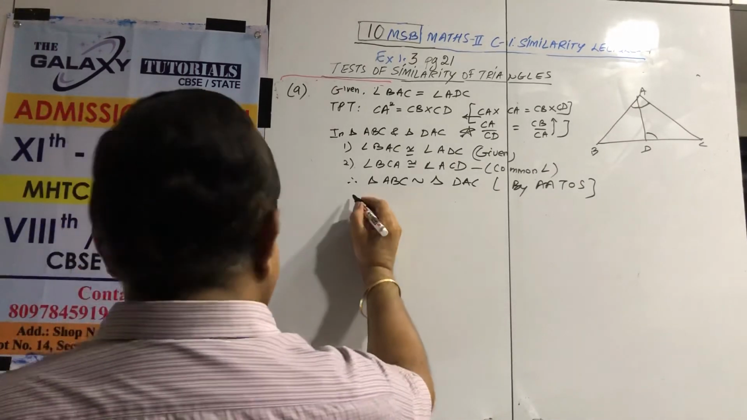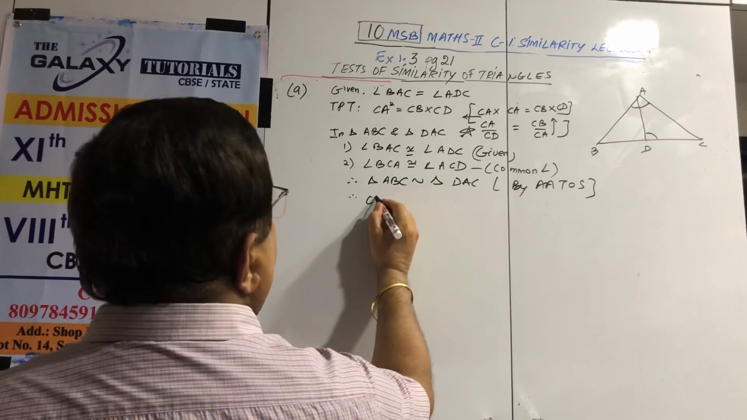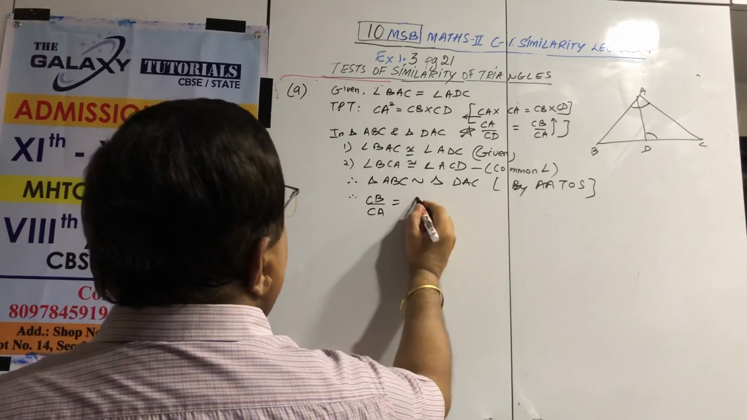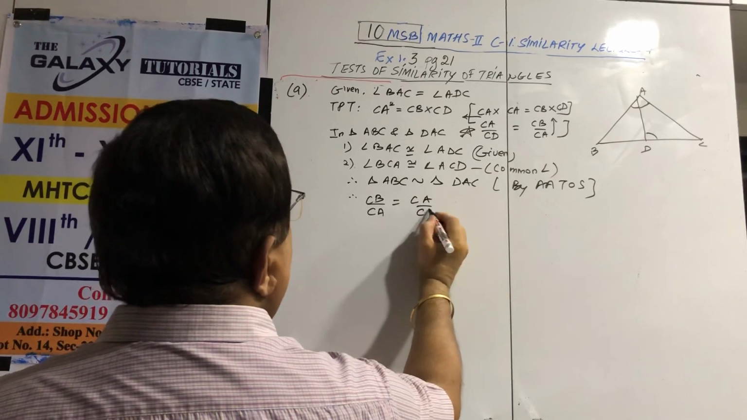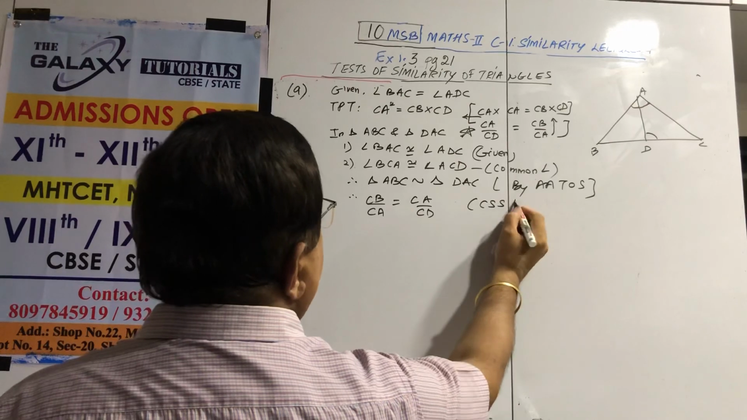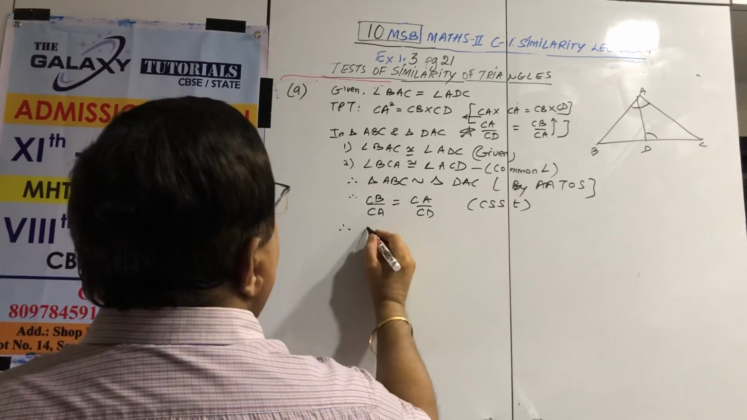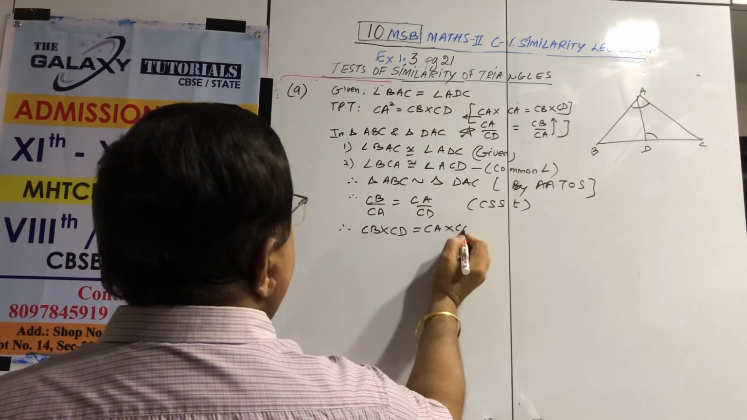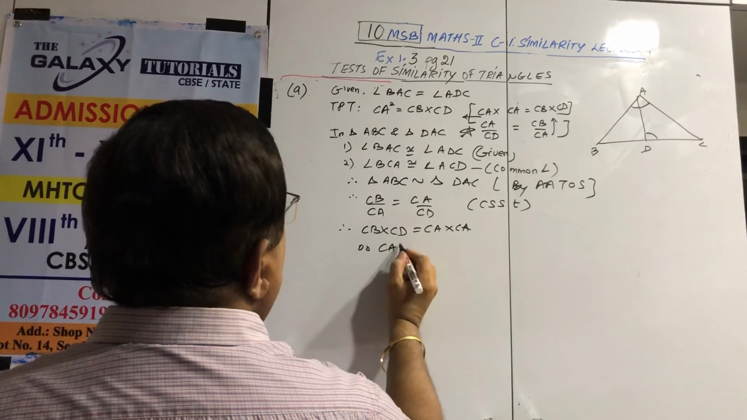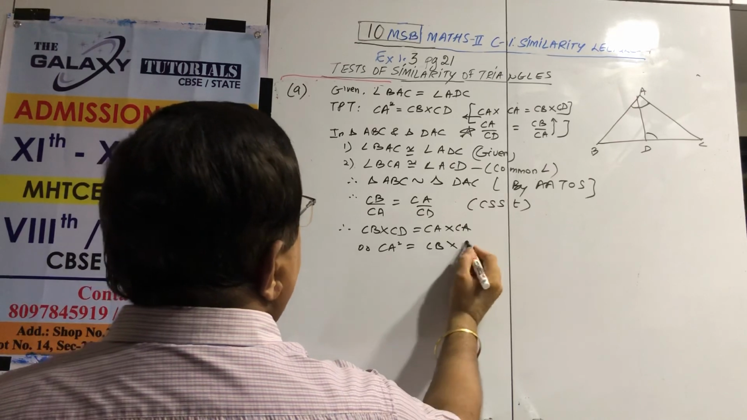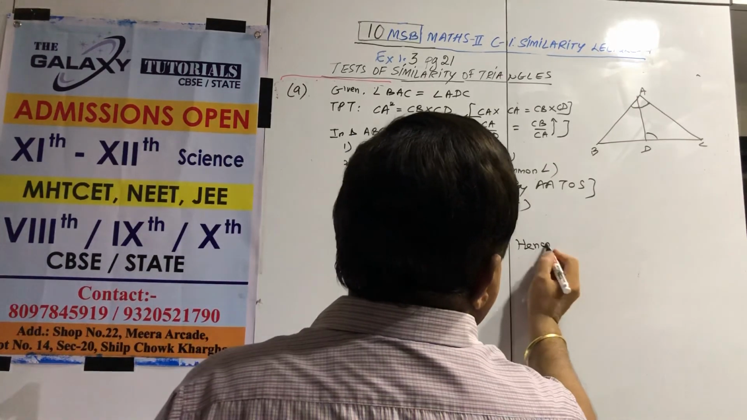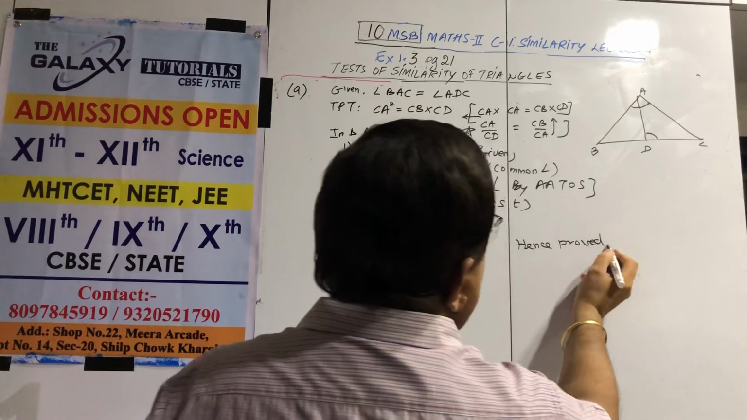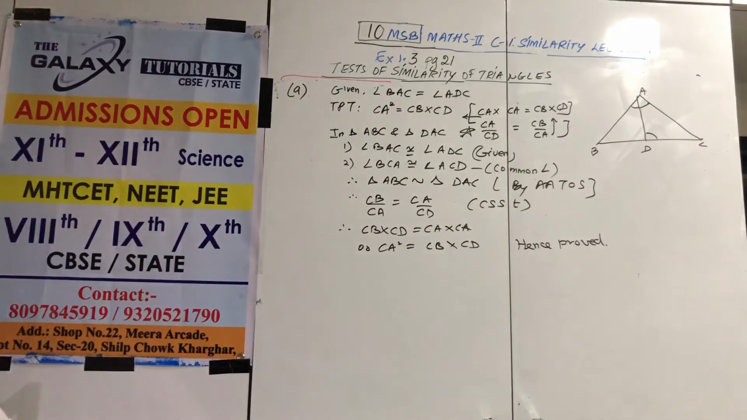If triangles are similar, sides are in proportion, therefore CB upon CA is equal to CA upon CD, corresponding sides of similar triangles. Therefore, we will have CB into CD is equal to CA into CA, or CA square is equal to CB into CD. Hence proved. See how simple the proof was. They had already given us most of the things, what to take, how to take.